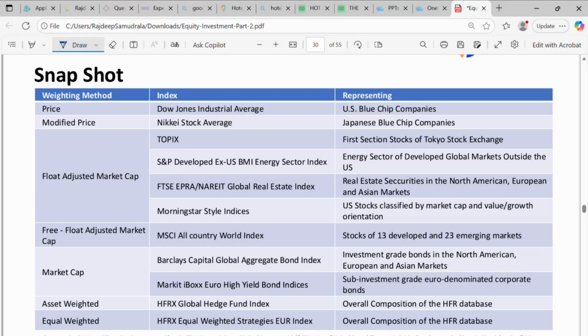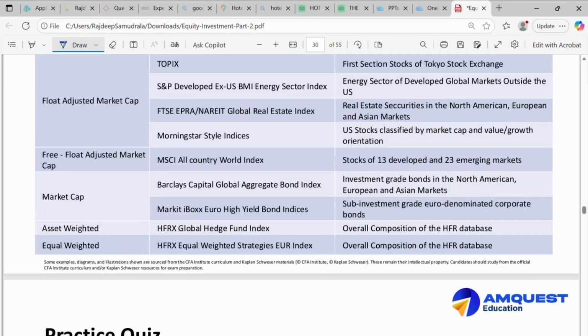Modified price is the Nikkei, which looks at the price, but modifies it for certain factors. Float adjusted basically takes only the free float. These are S&P, some of the FTSE indices and so on. Free float adjusted market cap. Okay, so first the float, and then free float is the MSCI index. Market cap related, you have the market VIX and the Barclays Capital, which is market, asset weighted and equal weighted. Okay, guys.